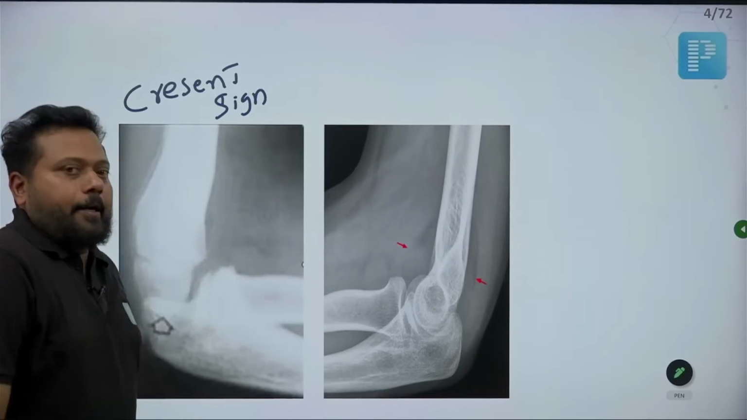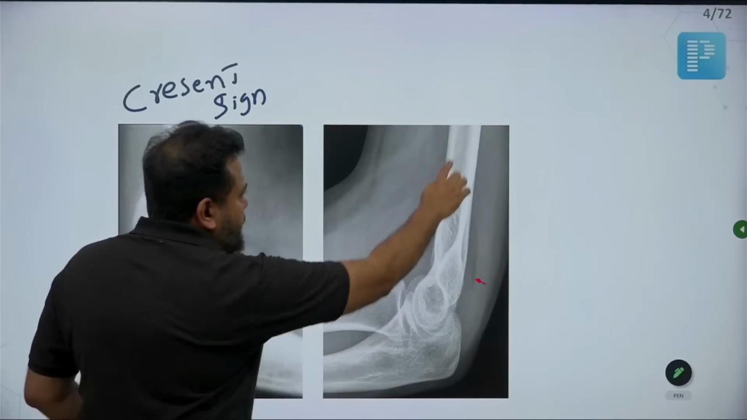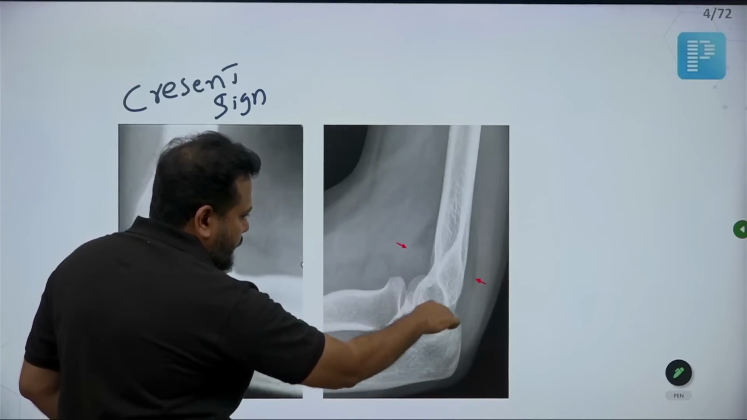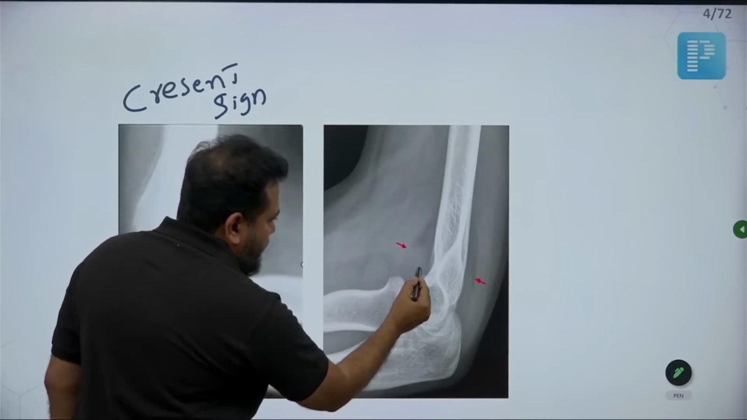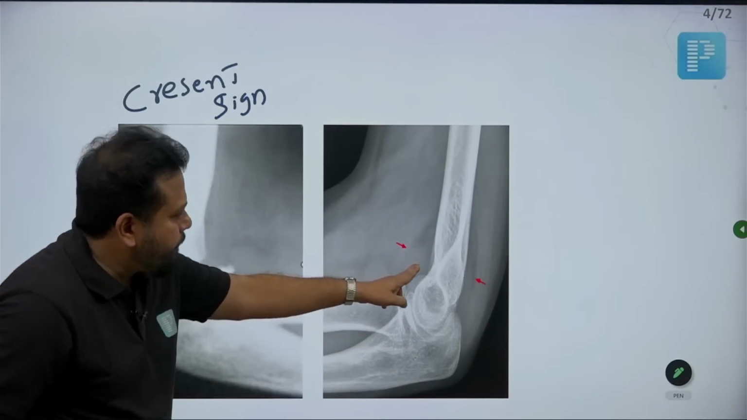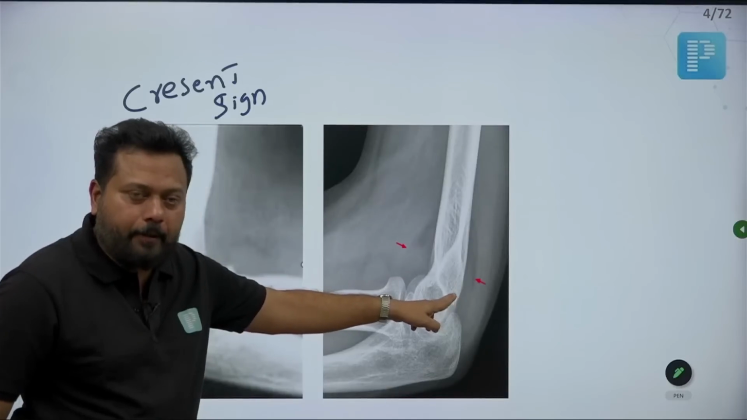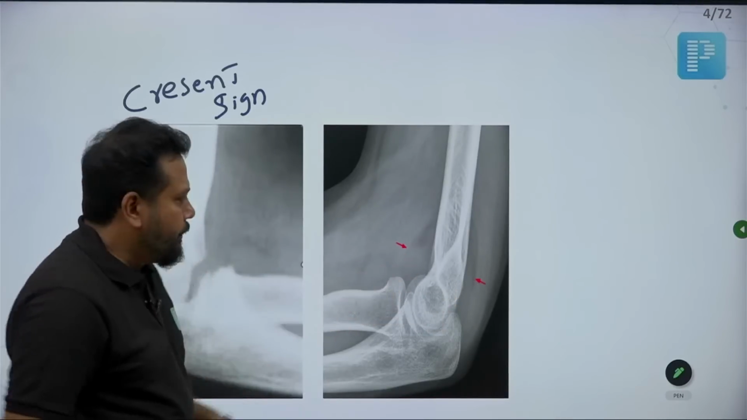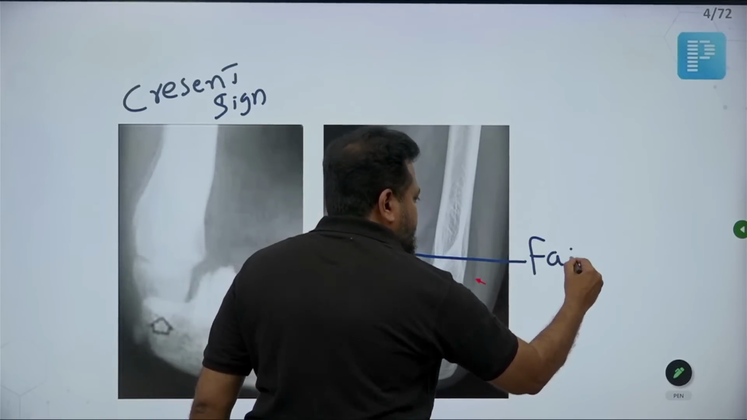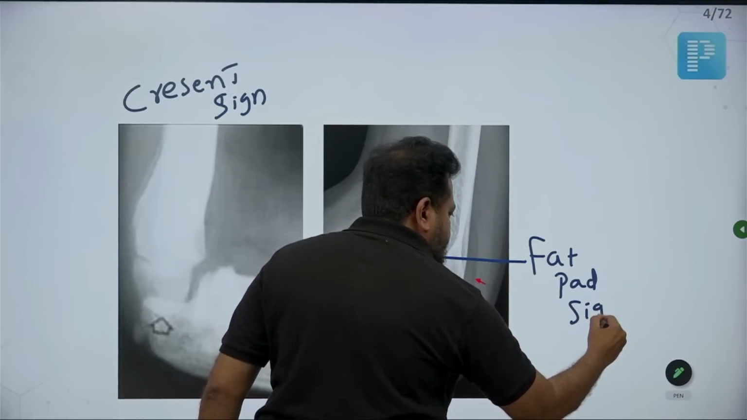And the last radiological sign of supracondylar fracture: when you see the lateral view, this is your humerus, this is your ulna, this is your radius. Here you are able to see a blackish shadow on the anterior aspect as well as the posterior aspect. This blackish shadow is called the fat pad sign.